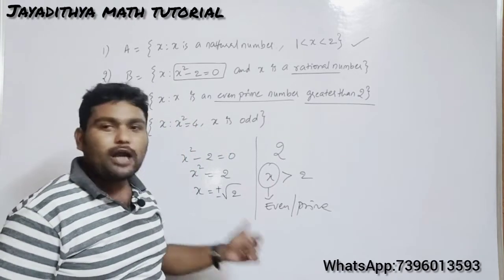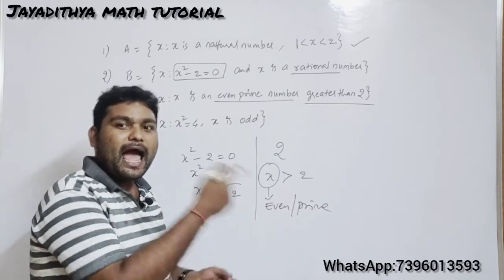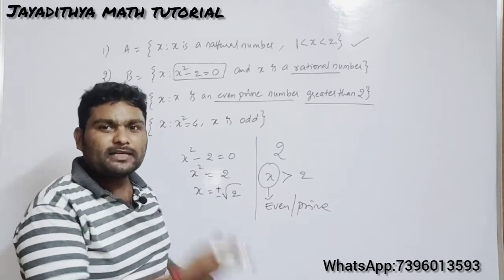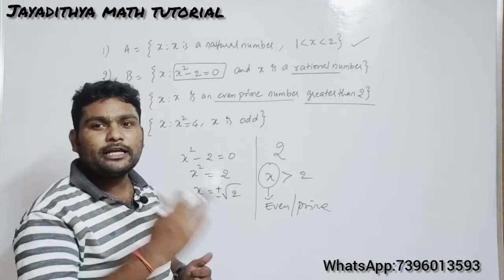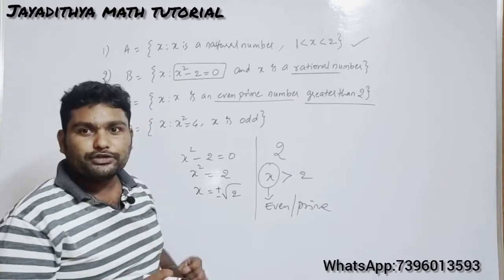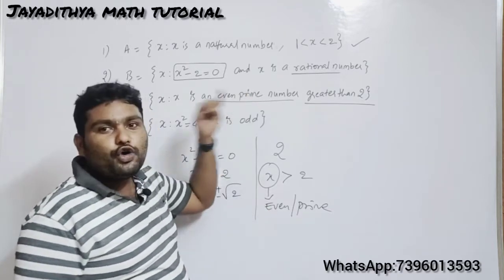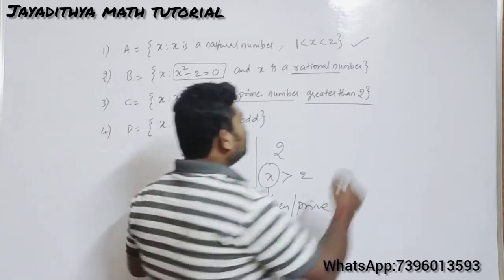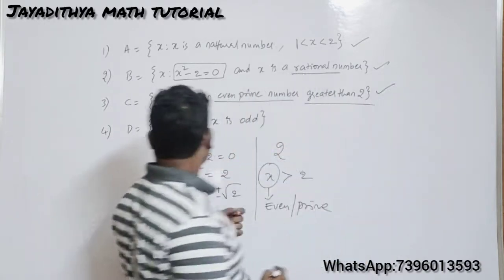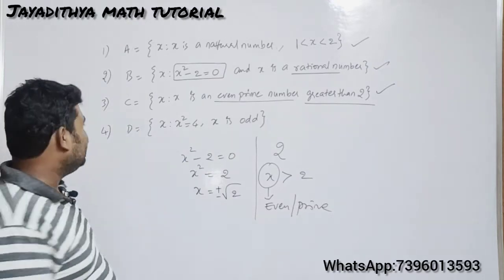No, we will not have any element greater than 2 such that it is a prime number and an even number. We will be having prime numbers 3, 5, 7 like that. But all the prime numbers greater than 2 are odd numbers only, not even numbers. Clear? So therefore here also we don't have any elements. So this set is also a null set. Clear now? Null set or void set or empty set. So let us go for the next one here.